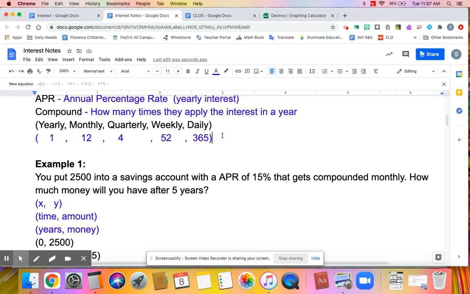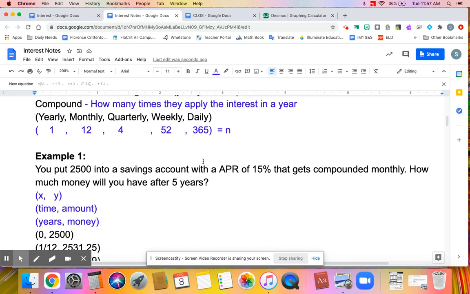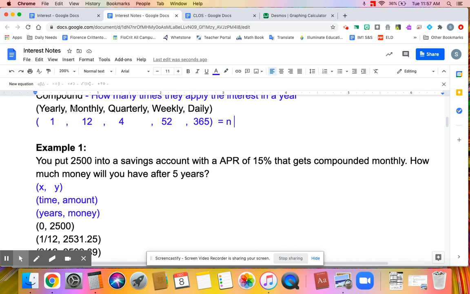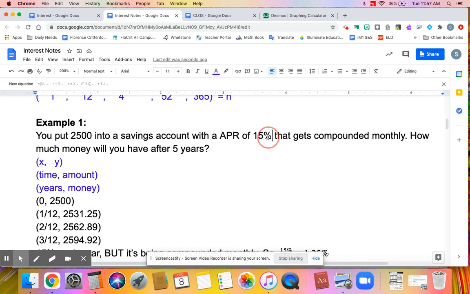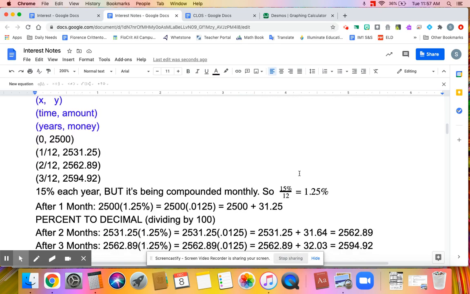So these are our n's, by the way. In our formula, those are the n's. So if it says we're compounding weekly, we divide our interest rate by 52 to figure out how much it gets each week. But since we were doing monthly, we divided the 15% by 12 to figure out how much for each month.